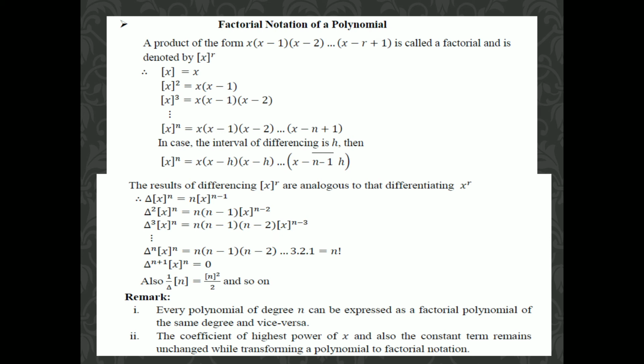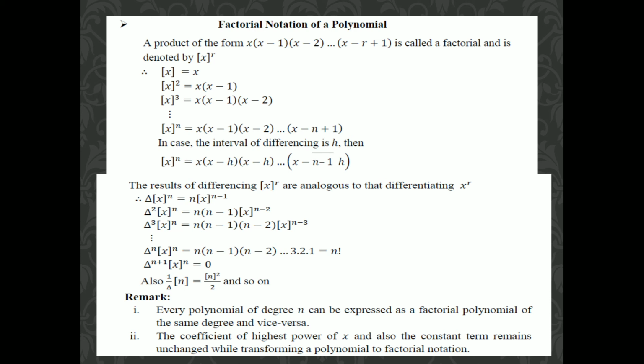In case the interval of differencing is h, then the factorial notation of x raised to n can be written as x into x minus h into x minus 2h, and so on up to x minus (n minus 1) times h.